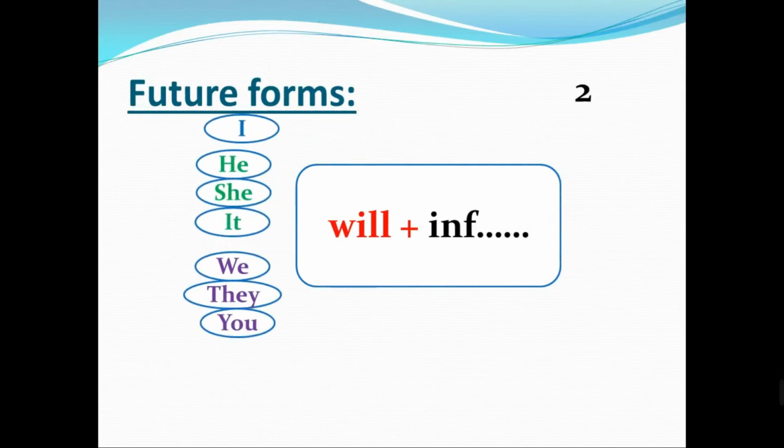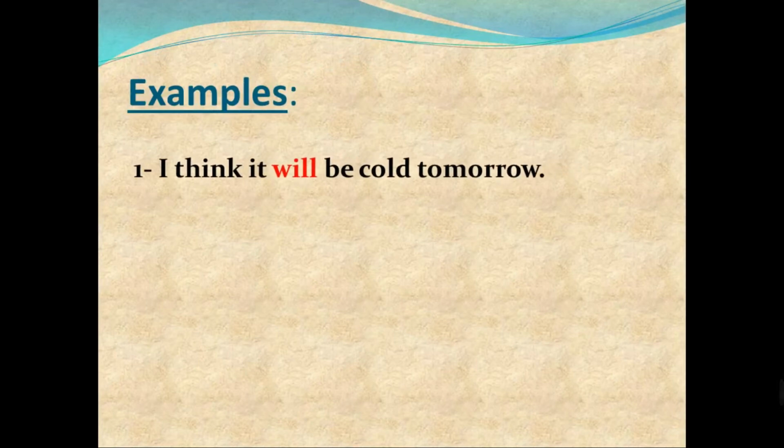The second form of future is will plus infinitive. Will plus infinitive. And before will, all the pronouns can come. Here we have some examples. Number one, I think it will be cold tomorrow. As you can see, will is followed by the infinitive, with the pronoun before it, and this sentence is a prediction without evidence, just a guess. It says the weather will be cold tomorrow, but there is no evidence.